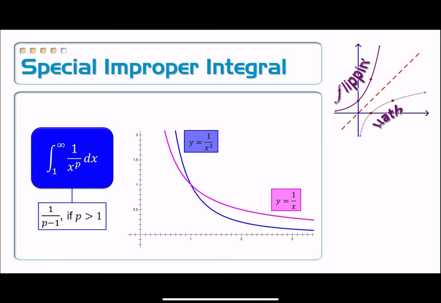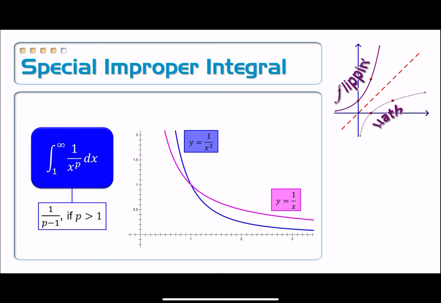Okay, so in our previous example, our p-value was equal to 2. 2 is greater than 1, so therefore this thing is going to converge. If I plug this into the little formula, it's 1 over 2 minus 1. 2 minus 1 is 1. 1 over 1 is 1. And that's exactly what we got for our answer.